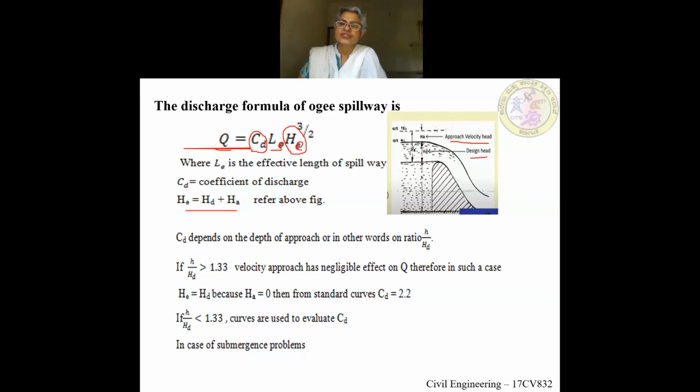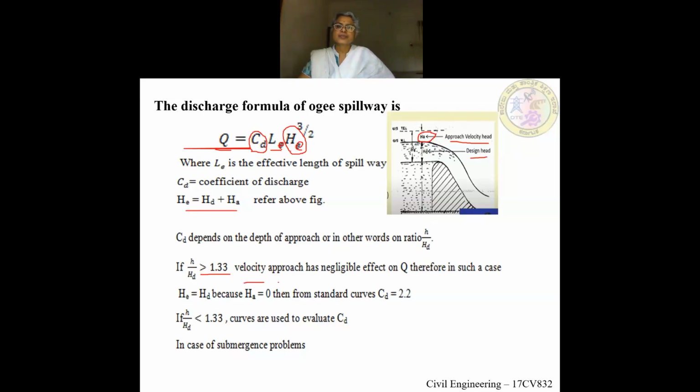H is the height of the spillway plus HD is the design head. If H by HD is greater than 1.33, it is a high spillway, where in that case HA can be taken as 0.